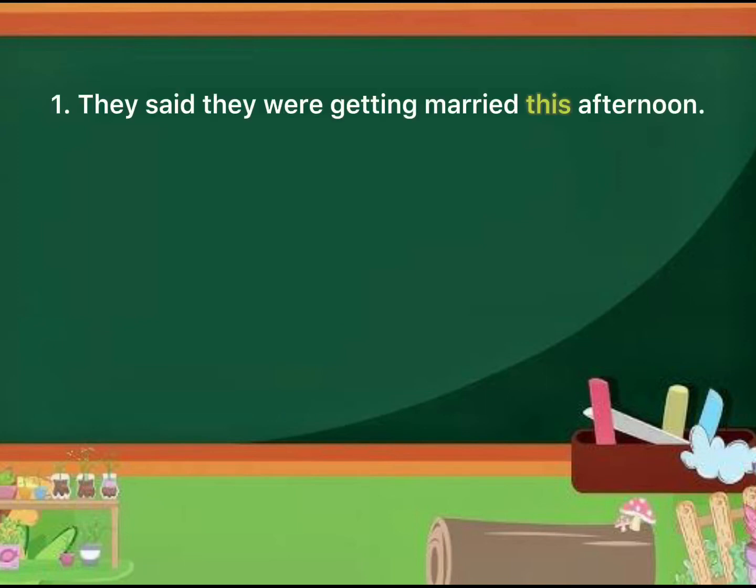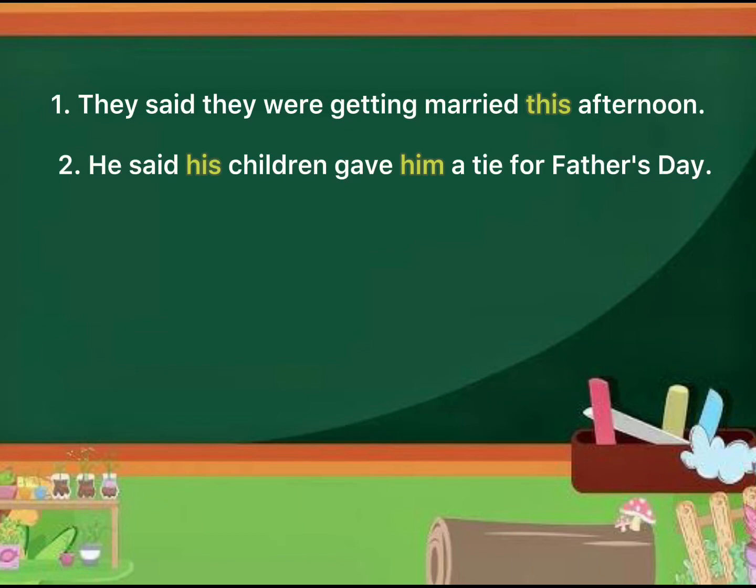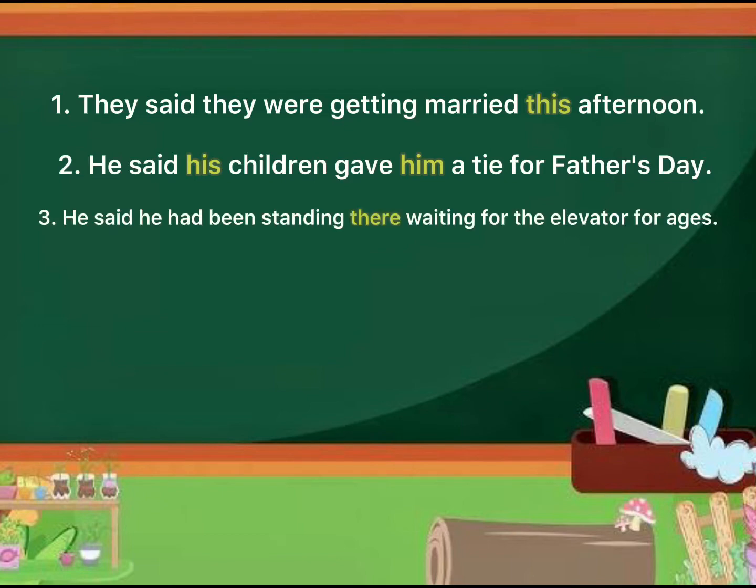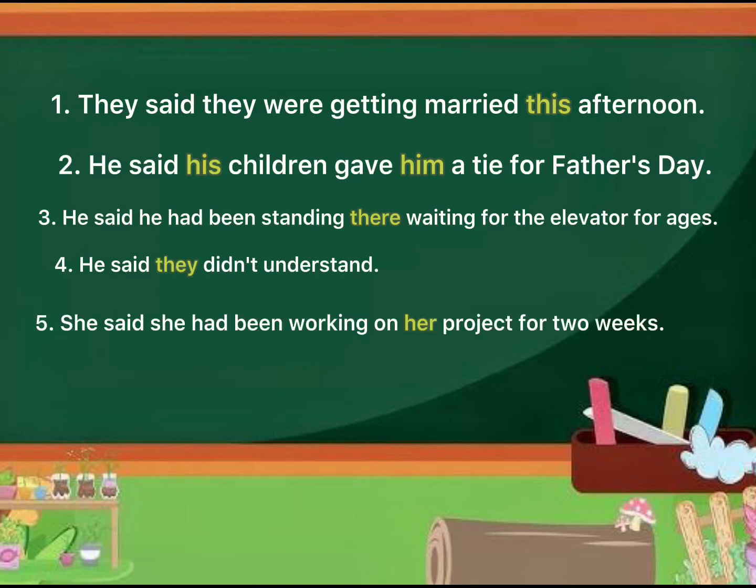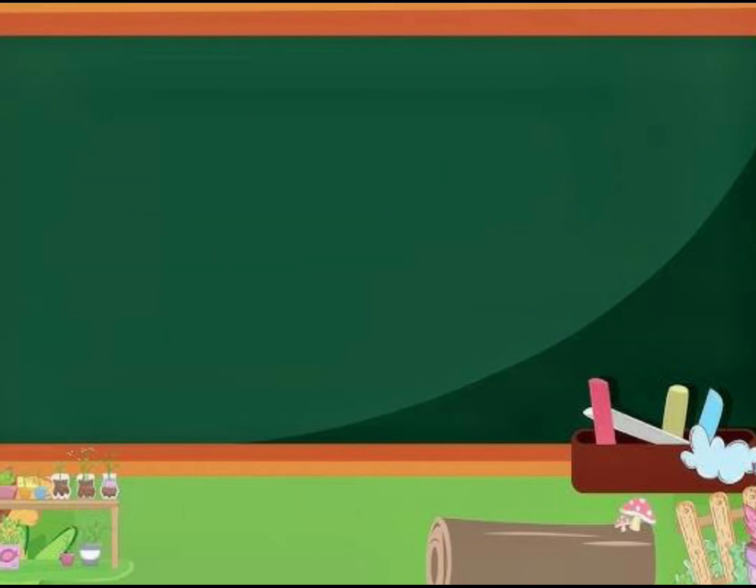Number 1: They said they were getting married this afternoon. Number 2: He said his children gave him a tie for Father's Day. Number 3: He said he had been standing there waiting for the elevator for ages. Number 4: He said they didn't understand. And the last sentence: She said she had been working on her project for 2 weeks. I hope you got all the items correct.